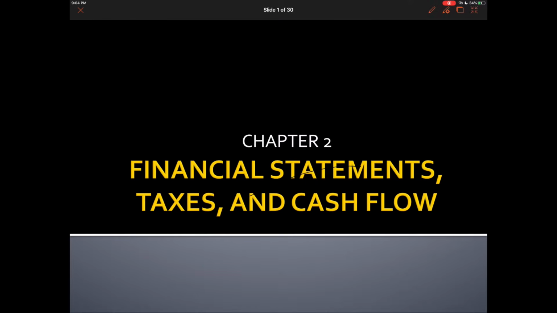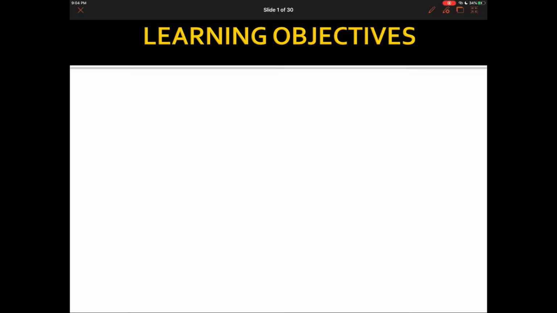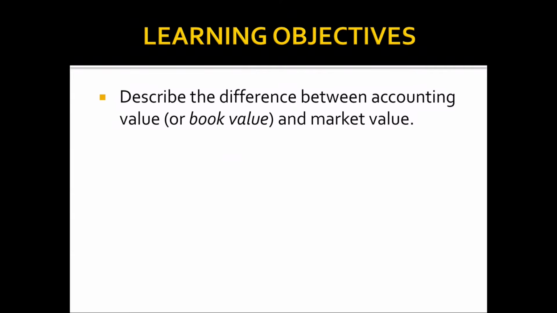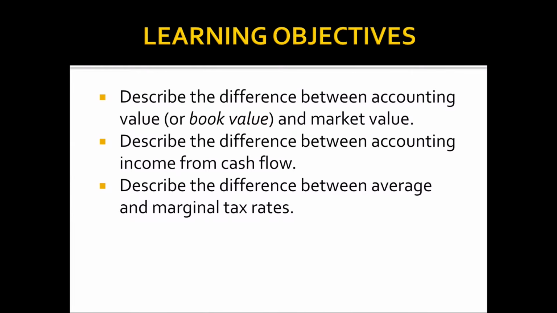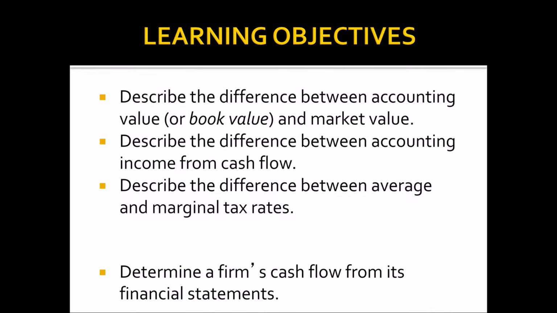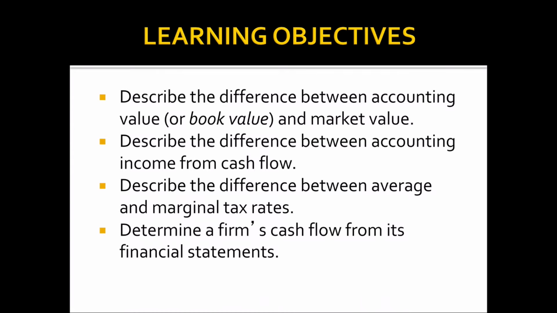So our learning objectives here today will be to first of all, describe the difference between accounting value or book value and market value. We will then describe the difference between accounting income from cash flows. We will describe the difference between average and marginal tax rates and determine a firm's cash flow from its financial statements. So once again, this chapter is not really focused on the preparation of these different financial statements. Rather, we are looking at what are some of the relevant features and what can we take away from the financial statements that we can analyze.